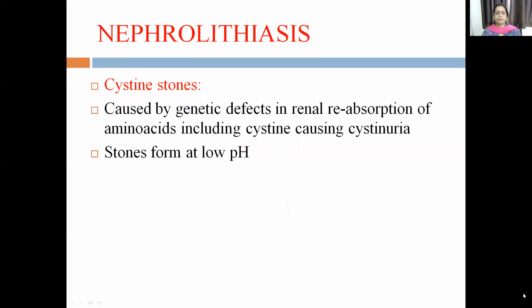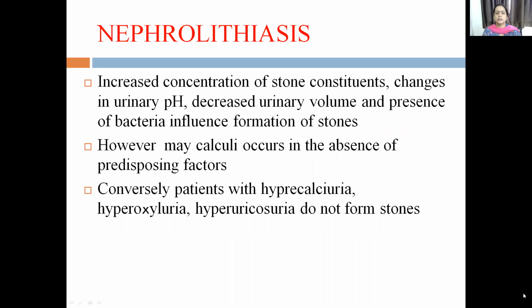The cystine stone is caused by genetic defects in renal absorption of amino acids, including cysteine, causing cystinuria. Stones are formed at low pH. So when you're reading about the stones, you have to know what the types of stones are, why they are formed, and whether they are associated with alkaline pH or acidic pH. You have to know whether they are radiolucent or radiopaque. You just know about this.